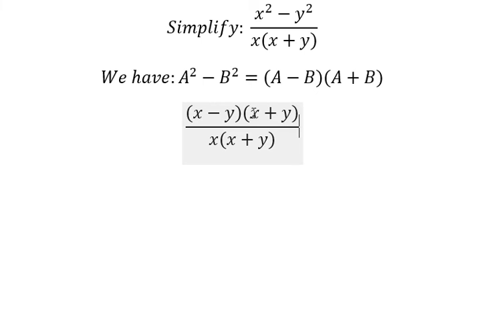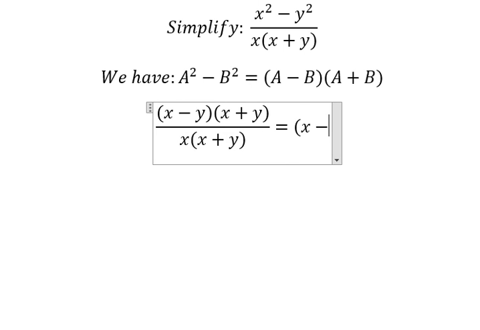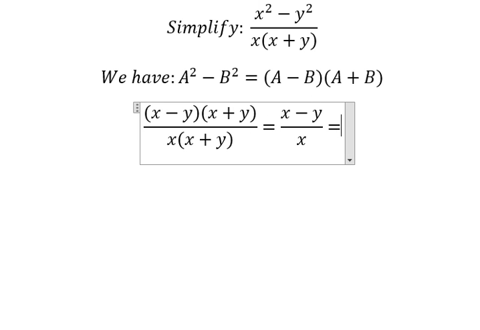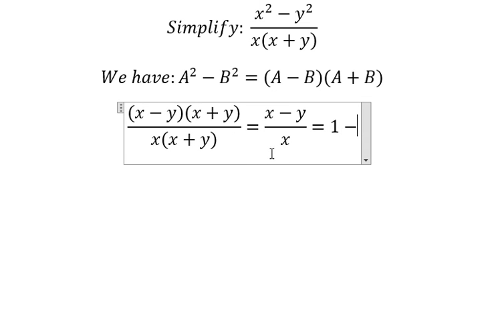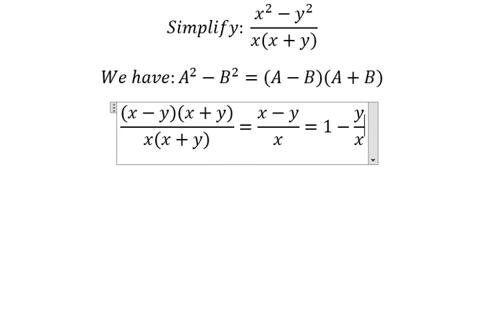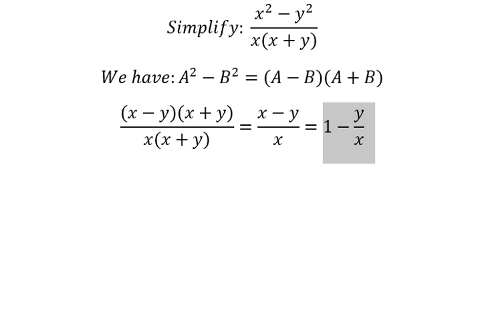Next, we simplify s plus y on the numerator and denominator. So we just have s minus y over s. Next, s divided by s, we have number 1. Y divided by s, we keep the same. And this is the final answer.